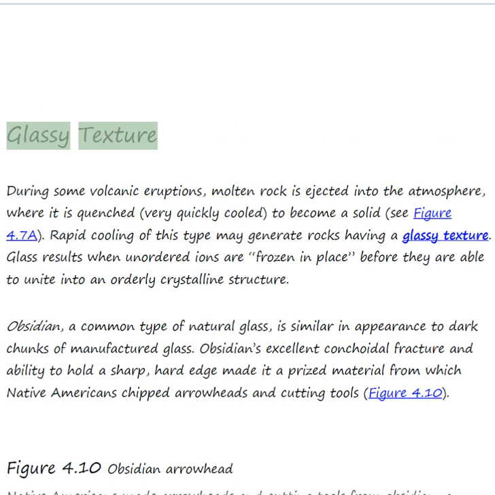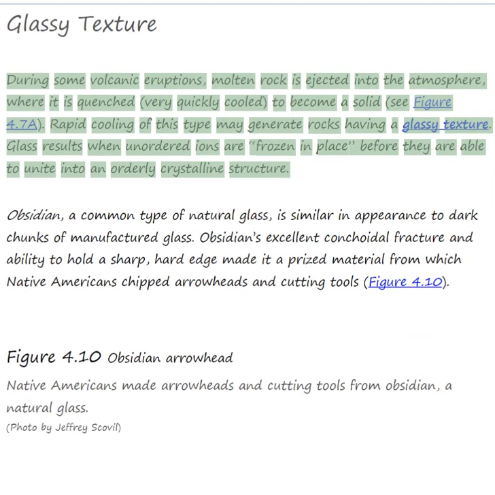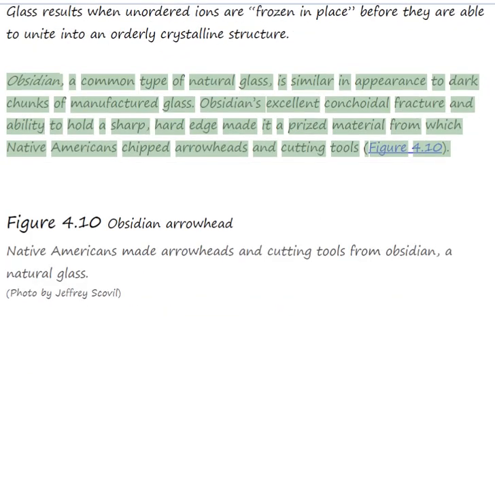Glassy texture. During some volcanic eruptions, molten rock is ejected into the atmosphere, where it is quenched to become a solid. Rapid cooling of this type may generate rocks having a glassy texture. Glass results when unordered ions are frozen in place before they are able to unite into an orderly crystalline structure. Obsidian, a common type of natural glass, is similar in appearance to dark chunks of manufactured glass. Obsidian's excellent conchoidal fracture and ability to hold a sharp, hard edge made it a prized material from which Native Americans chipped arrowheads and cutting tools.